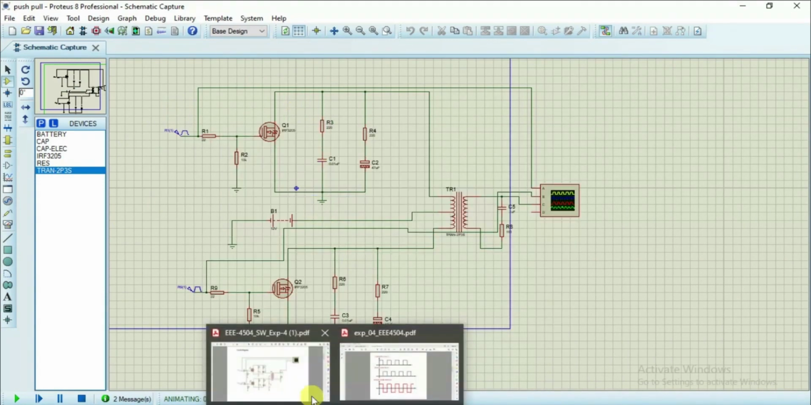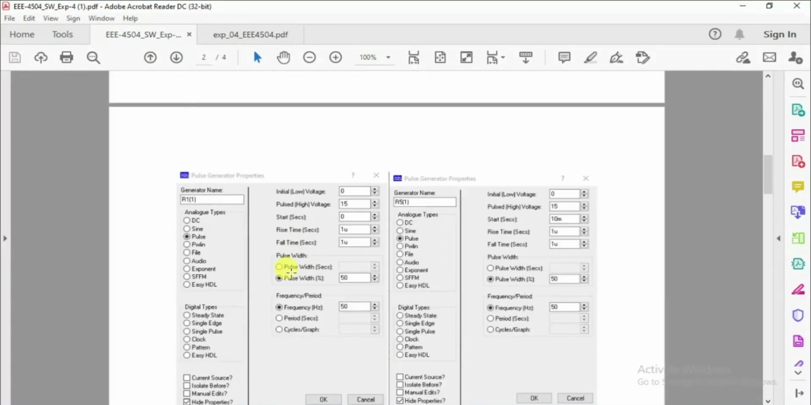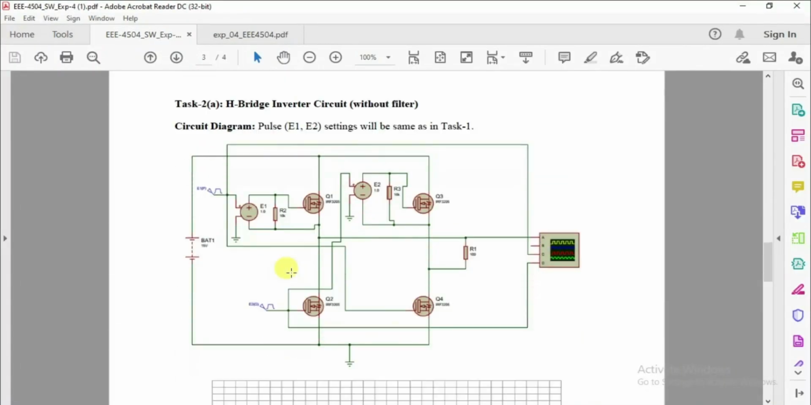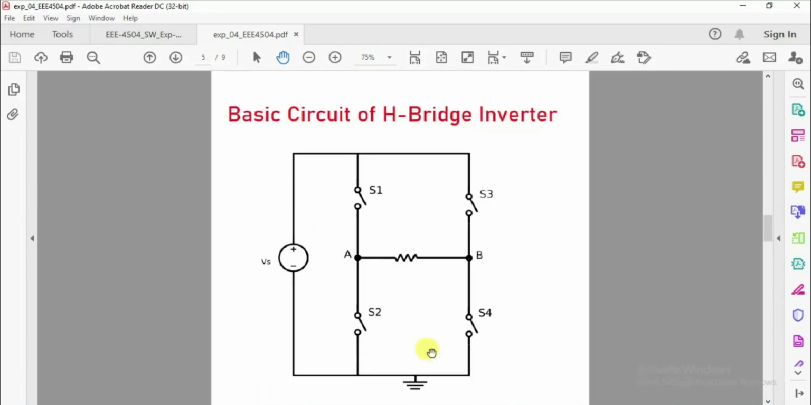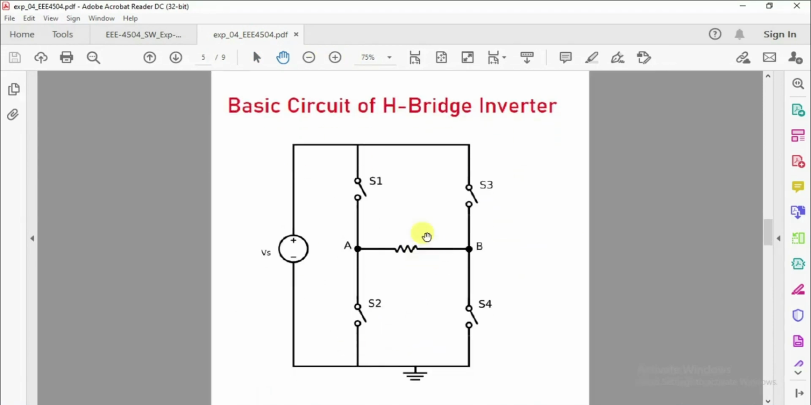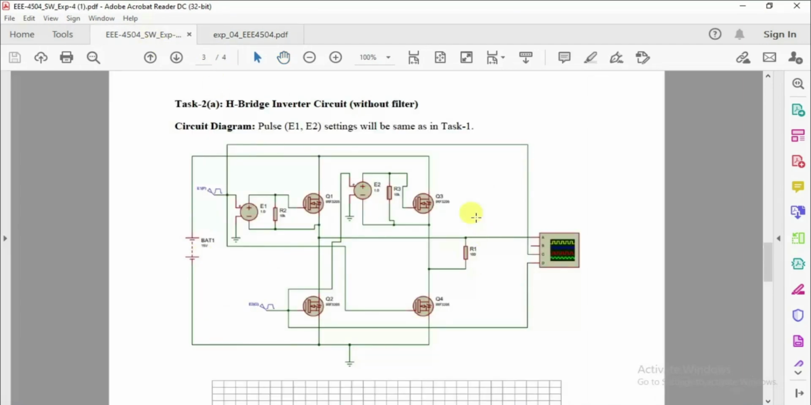Now let's move to the next task from your lab sheet. The next task is the H-bridge inverter without filter. Okay, if you remember, in the theory part we have seen what an H-bridge inverter looks like. See, this is how an H-bridge inverter should look. There must be 4 switches and a DC source, and the output will be taken from this terminal. See, in this picture we are creating exactly the same thing.